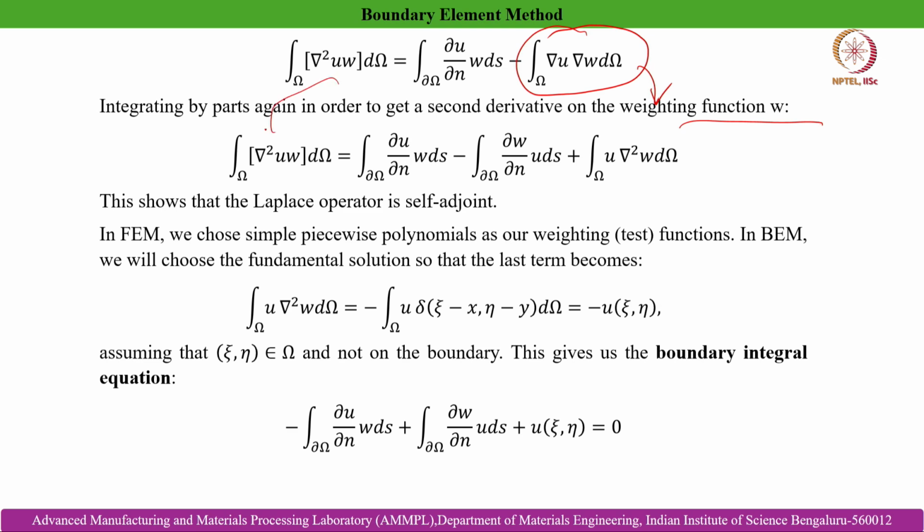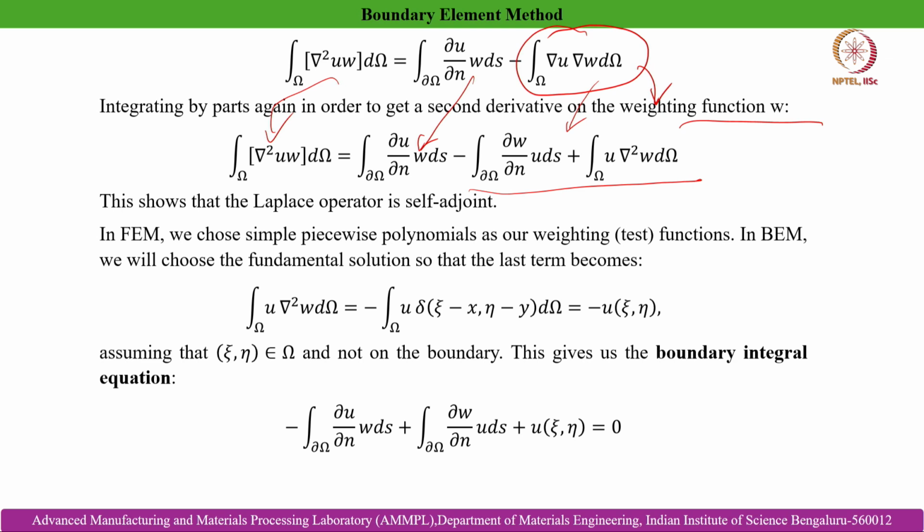So the next step: the integral of grad square u w d omega is equal to the integral of del u del n w ds minus, based on integration by parts, we arrive at this expression. This shows that the Laplace operator is self adjoint. In the finite element method we choose simple piecewise polynomials as our weighting functions, but in BEM we will choose the fundamental solutions, so that the last term becomes the integral of u grad square w d omega, which we have shown earlier.